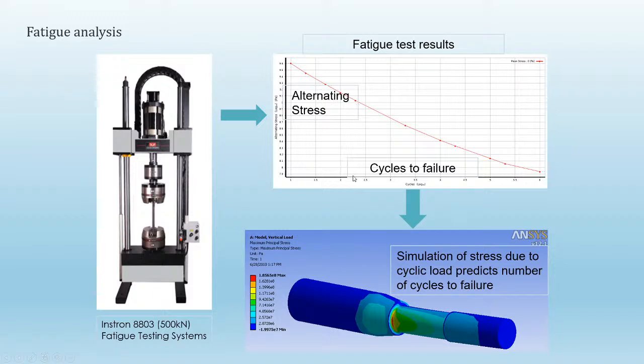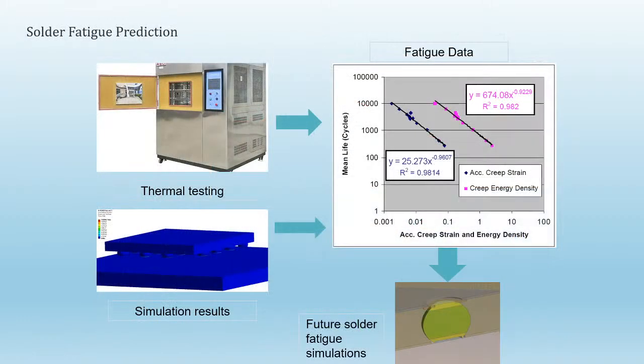for a certain number of cycles, which means that if we figure out in a simulation what the maximum stress is for each cycle of a load, then we can also look on this table and figure out how many cycles it takes for a particular part to fail. It's very similar for solder fatigue, right?